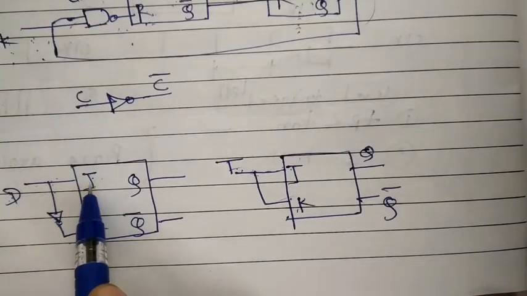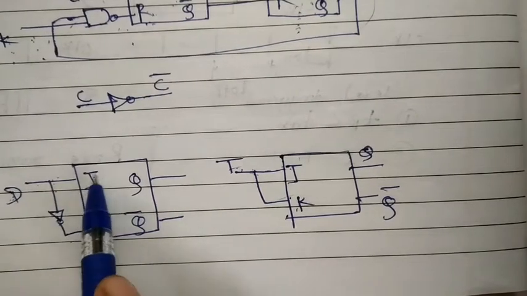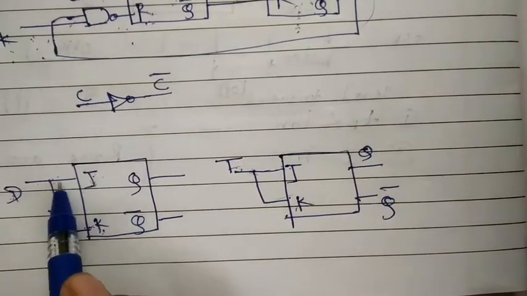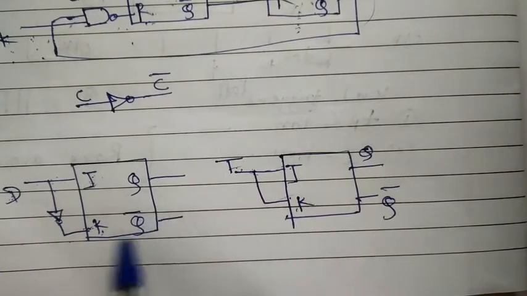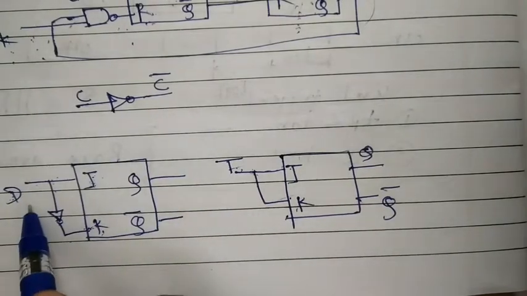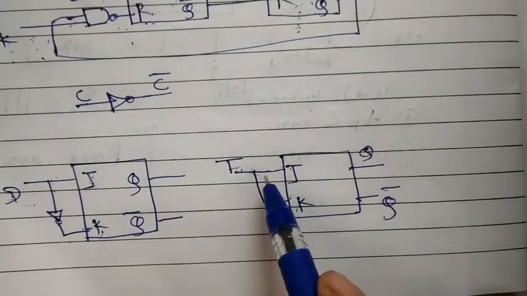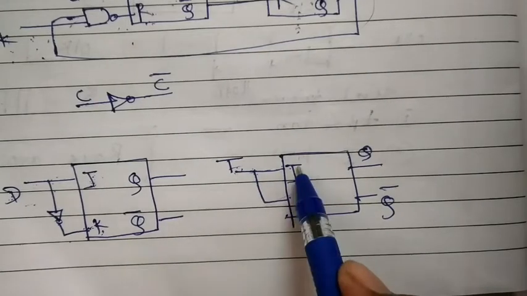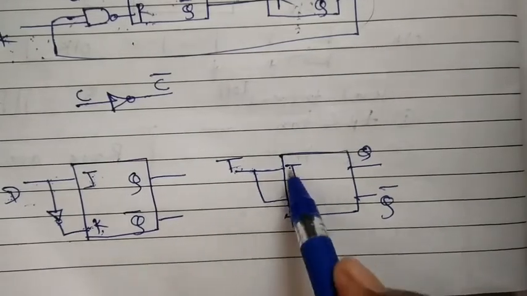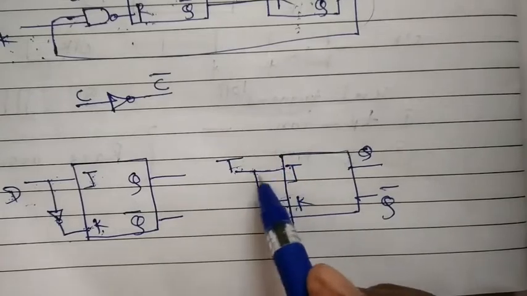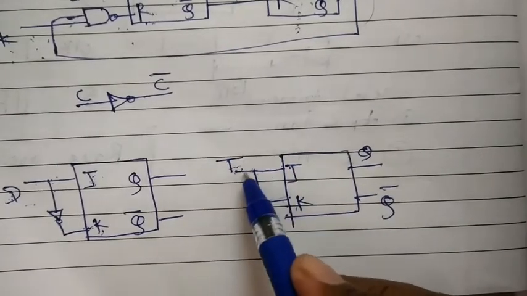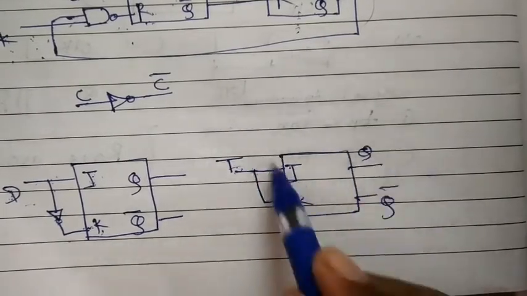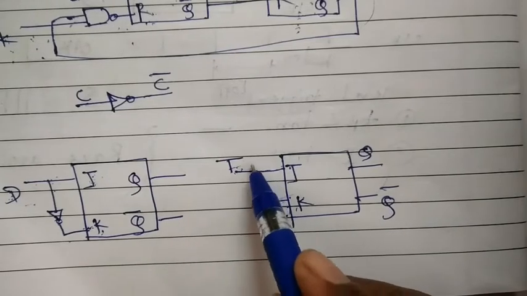Next, the D input is applied at the J terminal and the inversion of D is applied at the K terminal. Then this type of flip-flop is called a D flip-flop. If this input is applied at both the J and K terminals, or both terminals are short circuited and at the same input level, then this type of flip-flop is called a T flip-flop or toggle flip-flop.